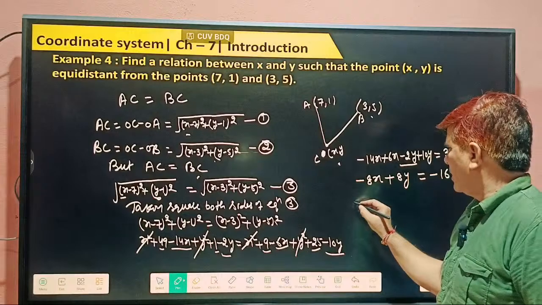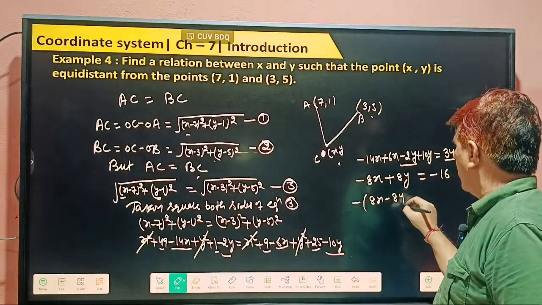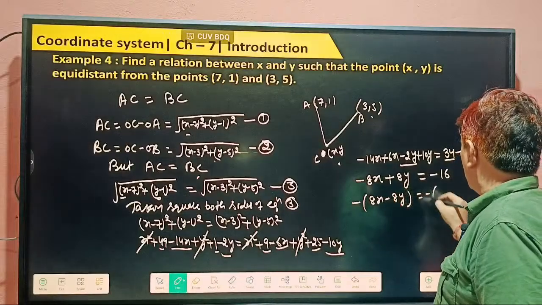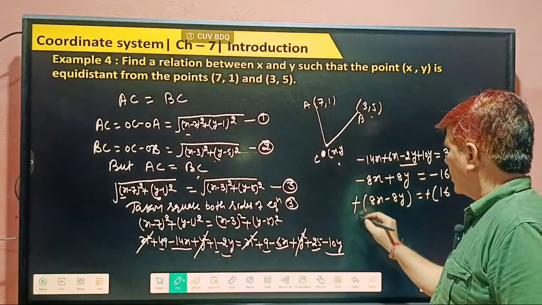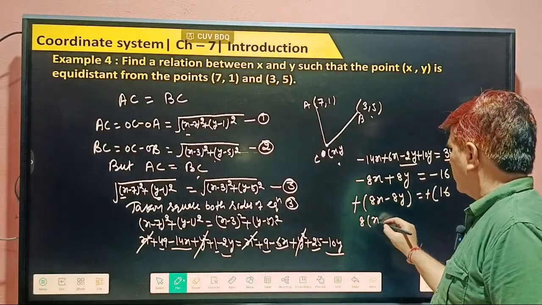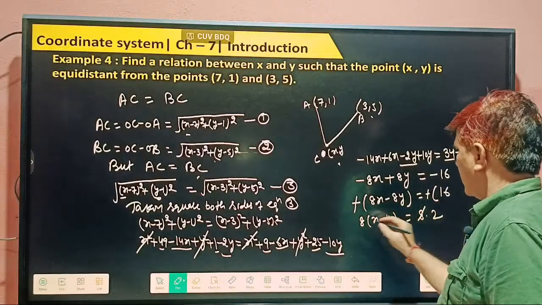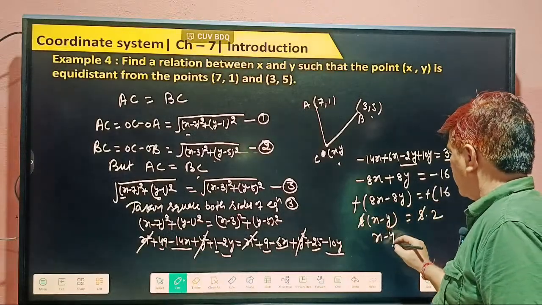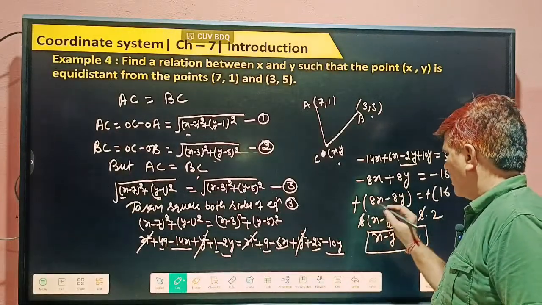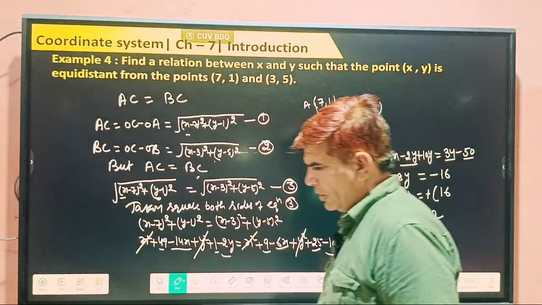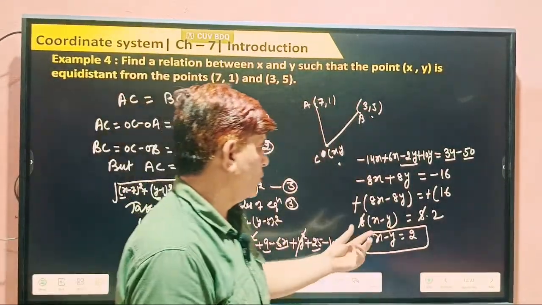So minus taken out. So 8x minus 8y equal to minus 16, minus cancel minus. 8 also take common. So x minus y equal to 8 into 2. This 8 cancel this. So x minus y equal to 2. This is the equation of a linear equation in two variable. What is this? Linear equation in two variable.